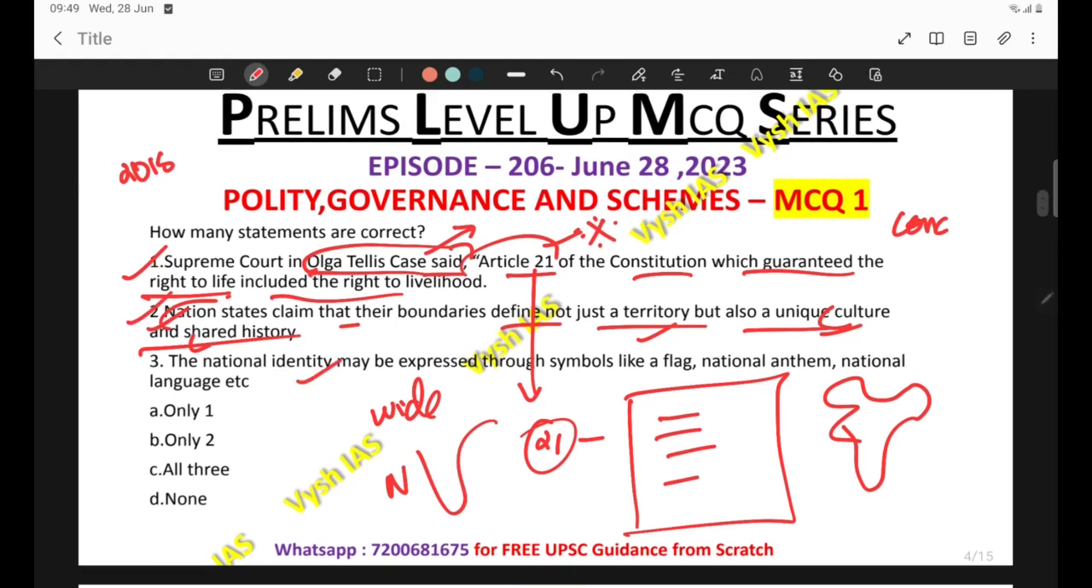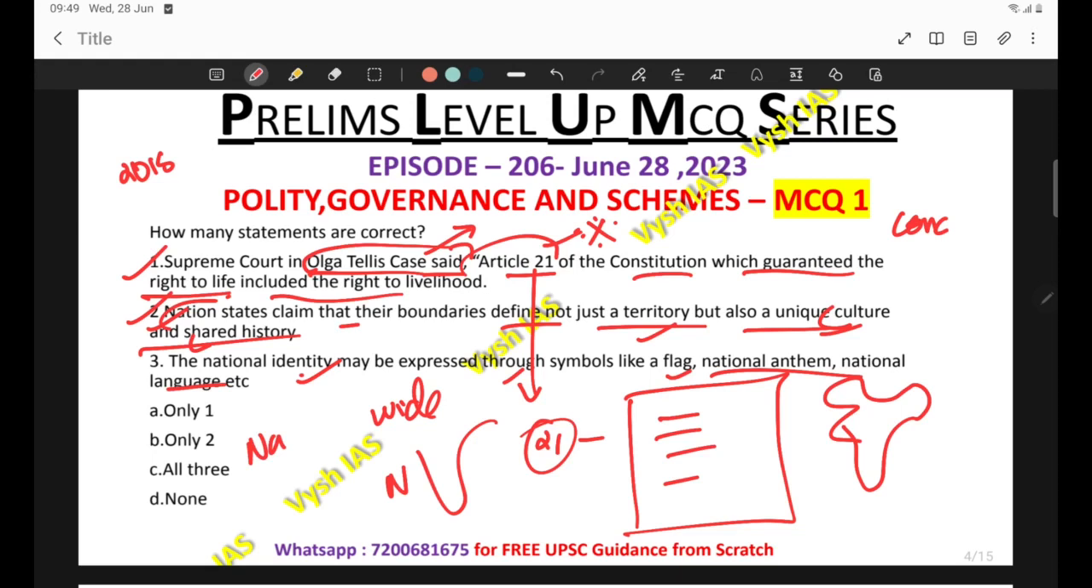Then, the national identity may be expressed through symbols like flag, national anthem, national language, etc. Yes, even this is correct. You can go through this statement with logic also, because it's a wide statement. National identity, nation itself, is a wide concept.